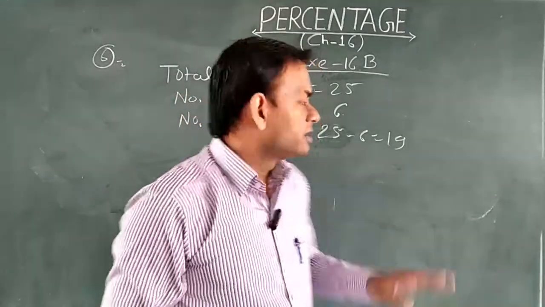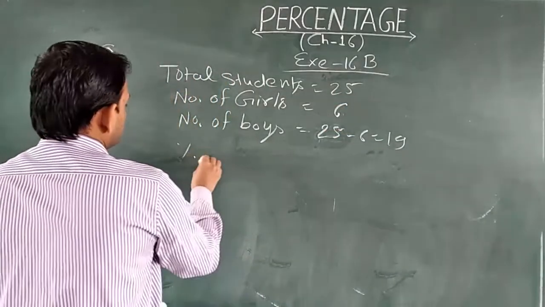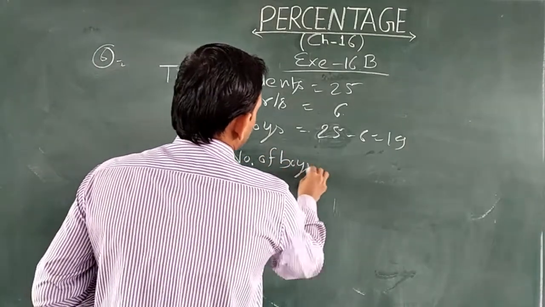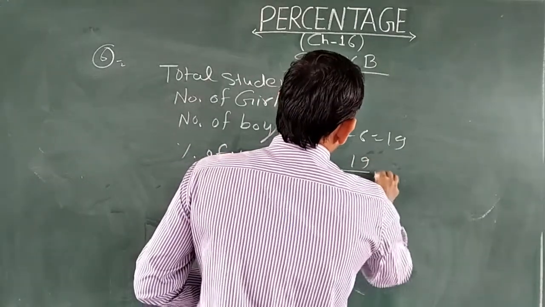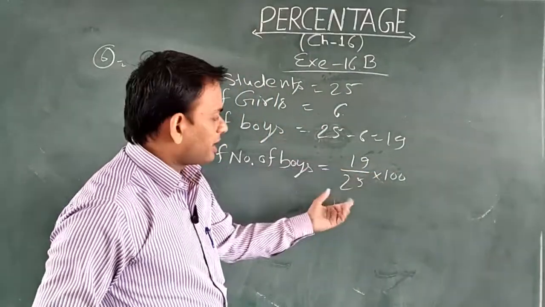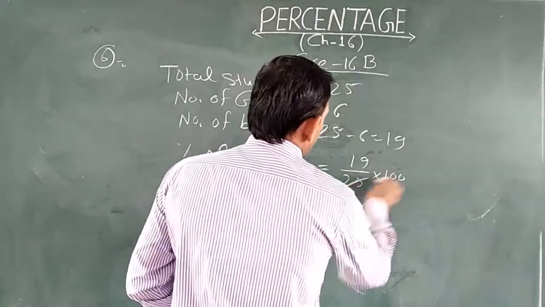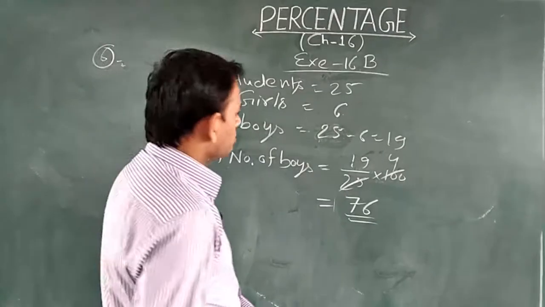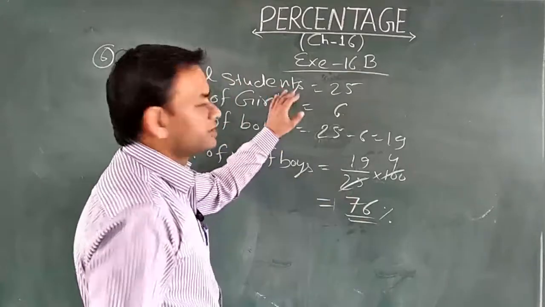Now you have to find the percentage of boys out of 25 total students. So the percentage of boys is equal to 19 upon 25 multiplied by 100. Because we are talking about the boys, we write it above the line. Out of 25, the total value will be written below the line, multiplied by 100. 25 fours are 100, and 19 fours are 76. Got it? So this is the percentage. So 76% boys are there in this class.